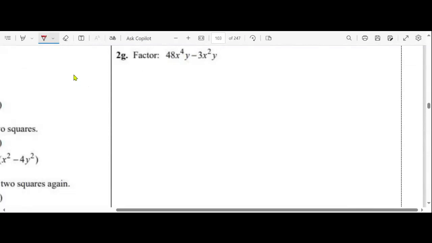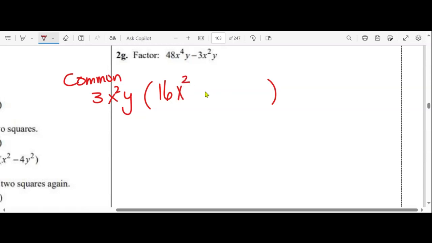Okay, next one. Do you have anything common? 3x squared y. So divide. What do you get? 16x squared, correct? Minus 1. Can I say 1 squared? Yes.